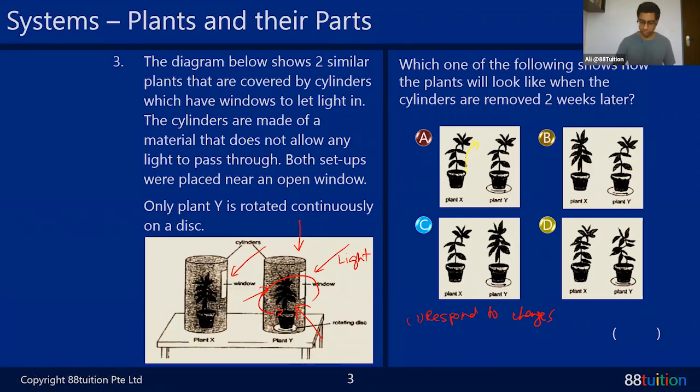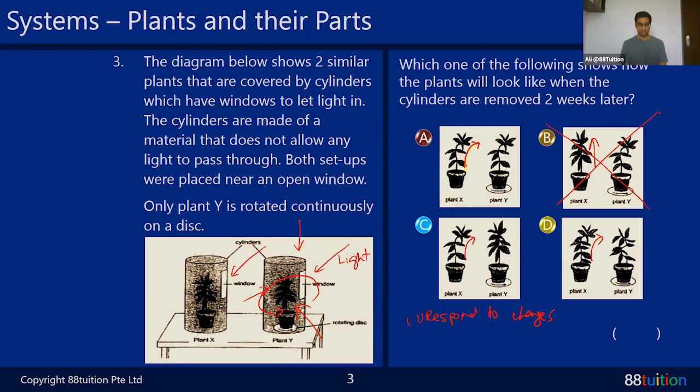Okay, so you see the turn towards the light. This one didn't turn. This one turned towards the light. Therefore, B is out, right? This is how we eliminate one answer. Because X should have turned towards the light.